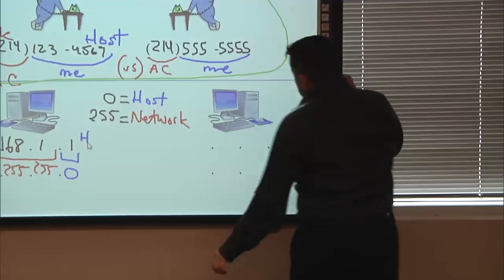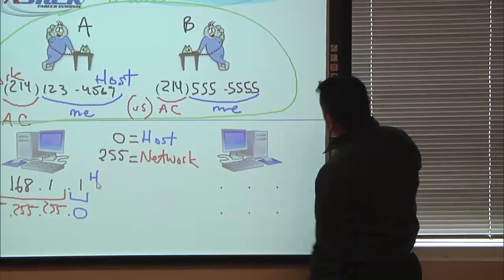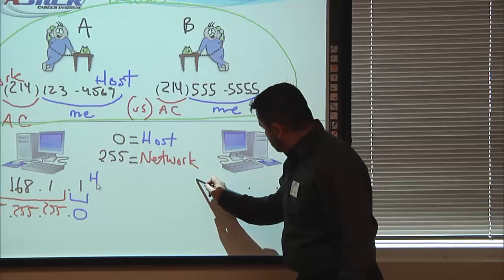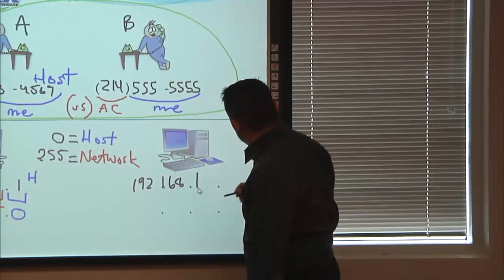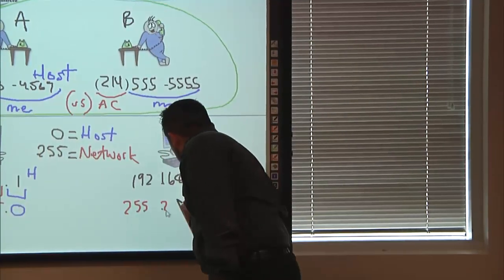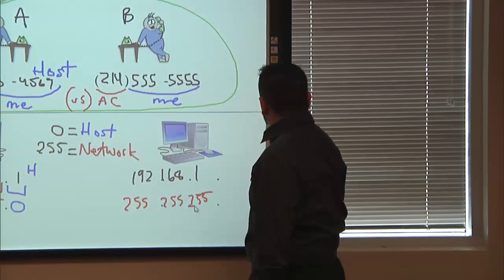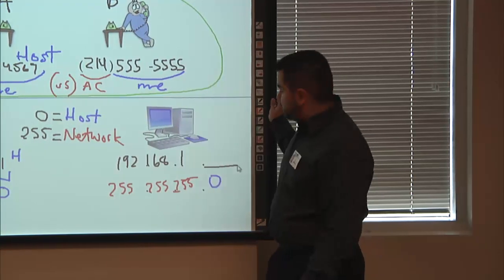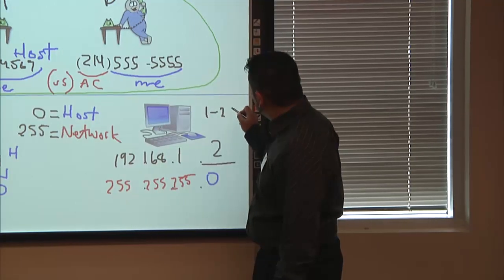Okay? So how does that translate so that this computer can be on the same local network? He needs to have the same area code, or the same network portion, which would be 192.168.1, which means he's going to have a subnet mask of 255.255.255.0. So what is this last portion going to be right down here? 2. It can be 2. It could be anything within the range of 1 through 254.